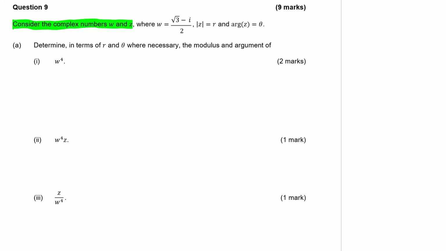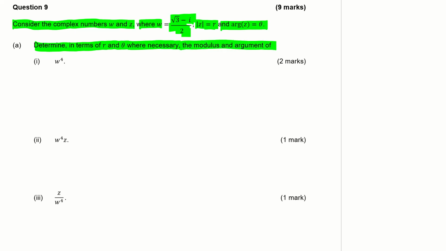Consider the complex numbers w and z, where w is equal to root 3 minus i over 2, mod z equals r, and arg z equals theta. Determine in terms of r and theta where necessary the modulus and argument of, first of all, w to the 4. So the r and theta are not going to be important in this one, but let's have a look.